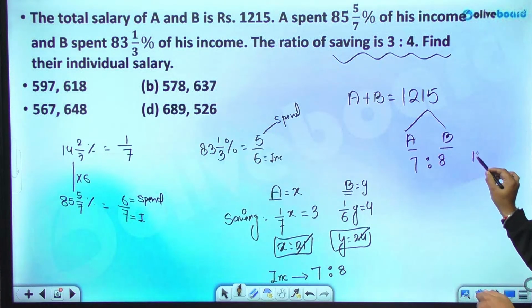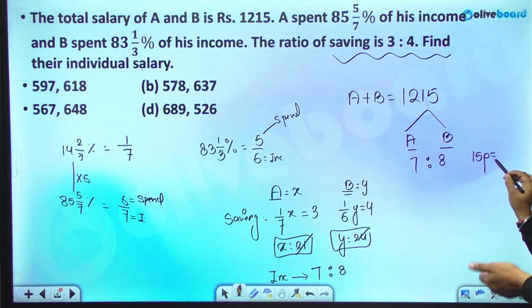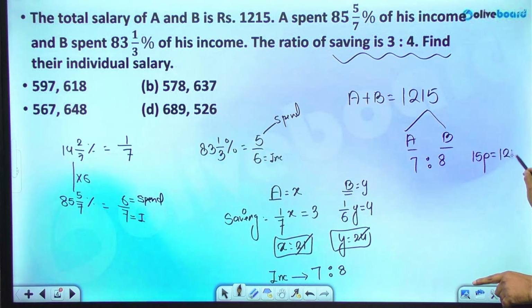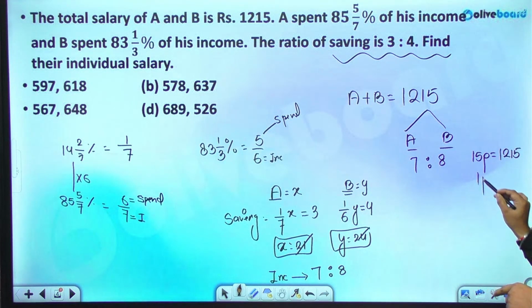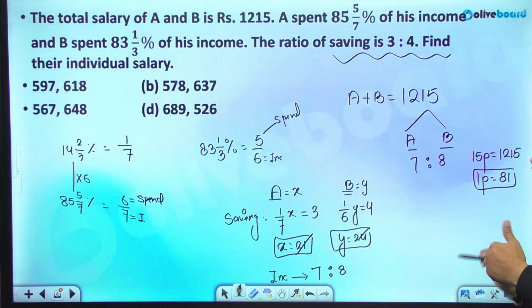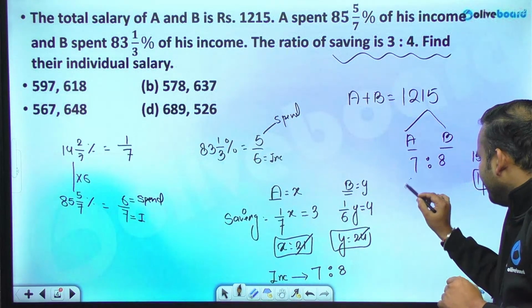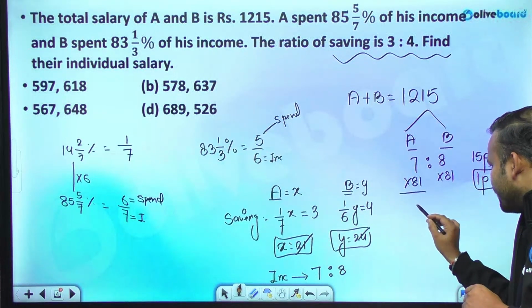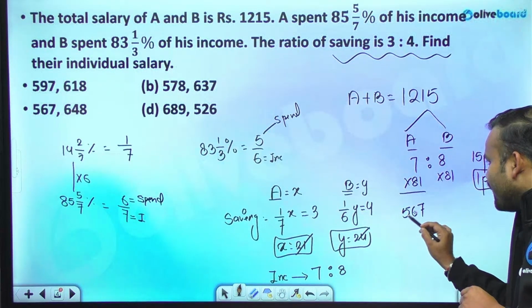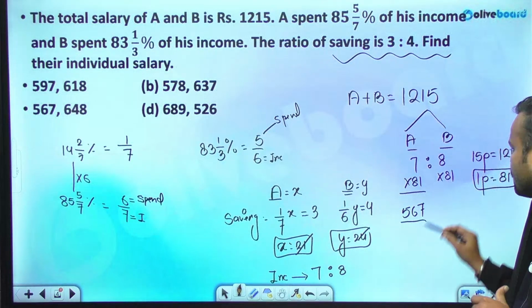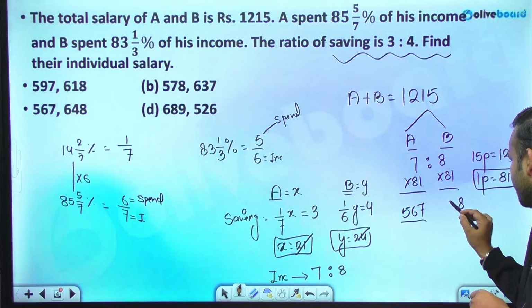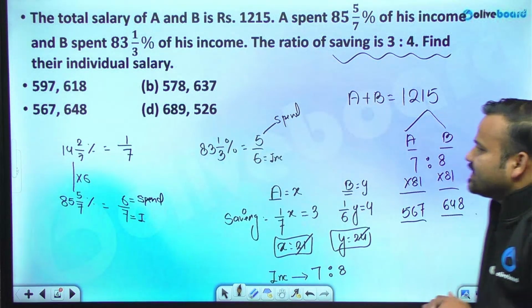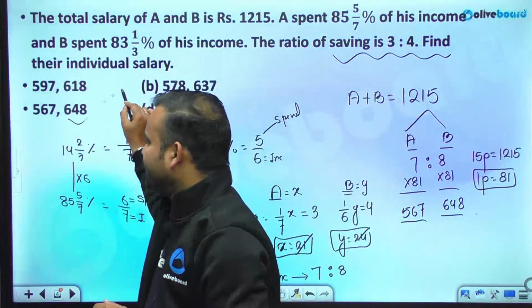7 and 8 is equivalent to 15 units. 15 units is equal to 1215, so 1 unit will be 81. 15 times 81 is 1215. So 81 into 7 and 81 into 8 will be their respective incomes. So 567 and 648. 567 and 648 are the respective incomes of A and B.